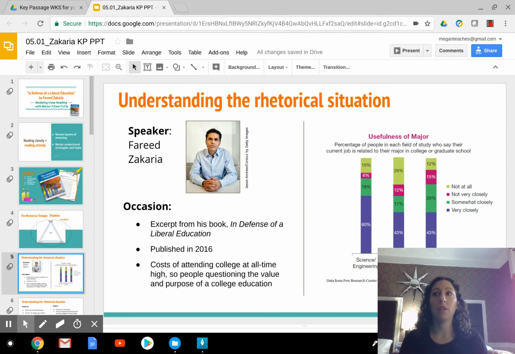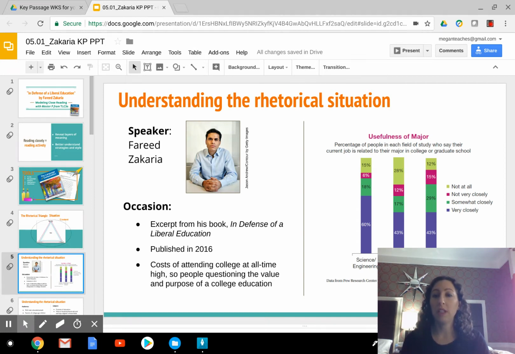The context, the factors which were shaping this book and made it so timely, were the rising costs of college. College costs keep going up and up. People are suffering under a lot of debt and student loans. And so there are some real questions being discussed as to, what is the value of a college education? What is it worth? What's the purpose? Why do we go to college? Those were the influences that shaped Zakaria's writing of this book.